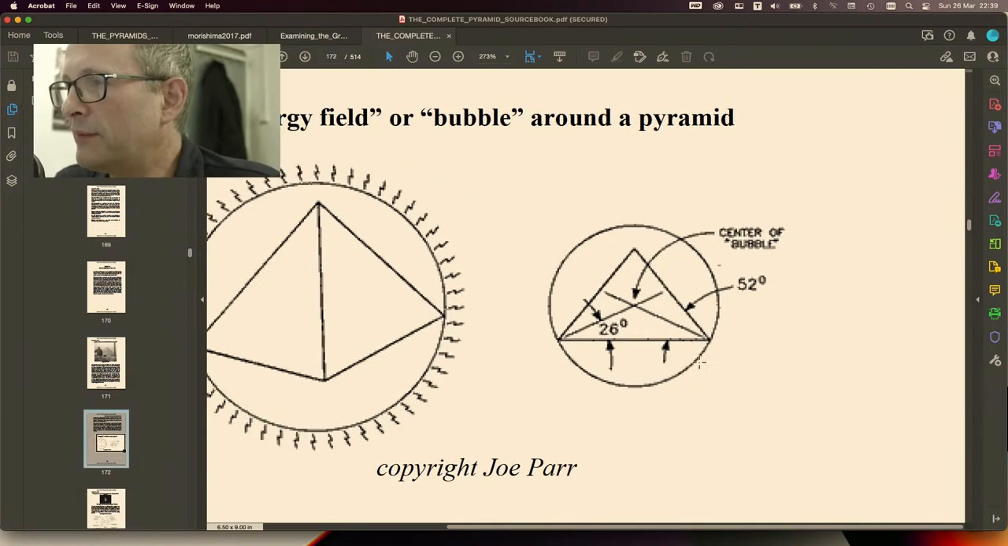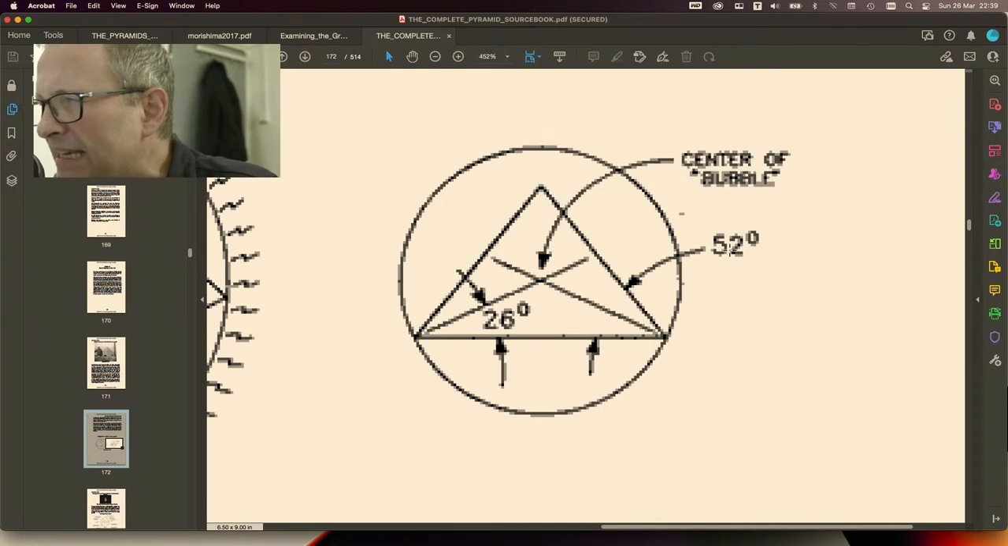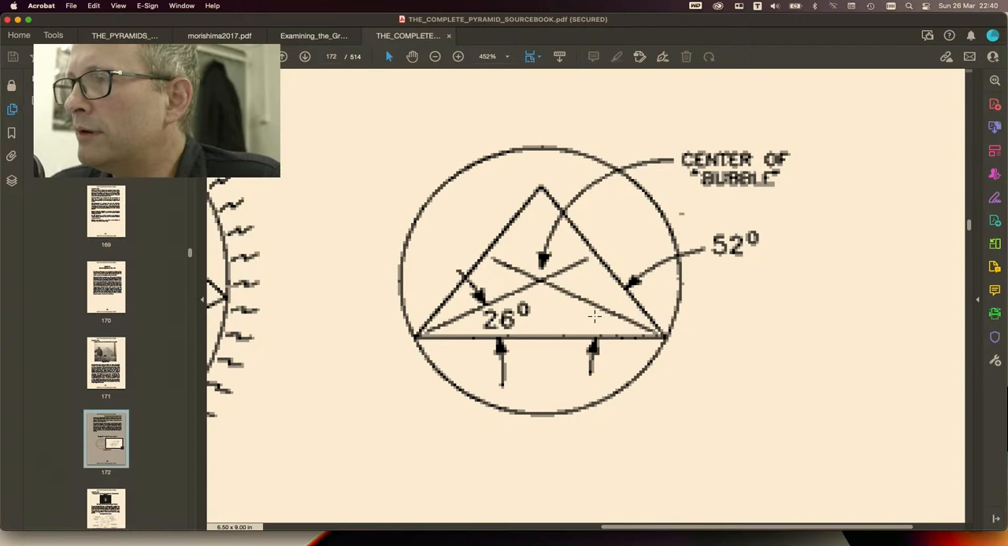What does it mean? And then when I looked at this, I thought 52 degrees, it kind of sounds like the slope of the pyramid. And then he's saying the center of the bubble is centered around this point, and this is a crossing line between two lines that are at 26 degrees. And I thought, I don't know whether it is, but 26 degrees, having looked at the pyramid's internals for a few weeks now, it really did look like the sort of angle of the ascending passageway.